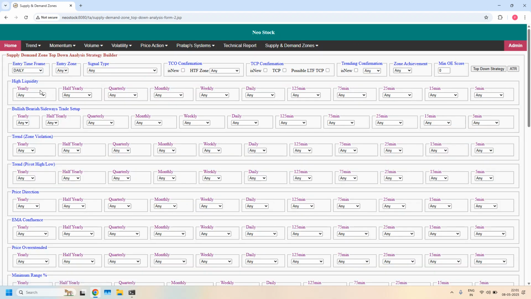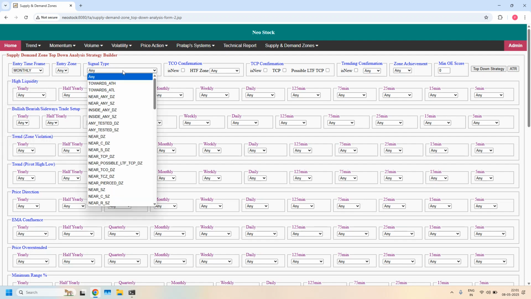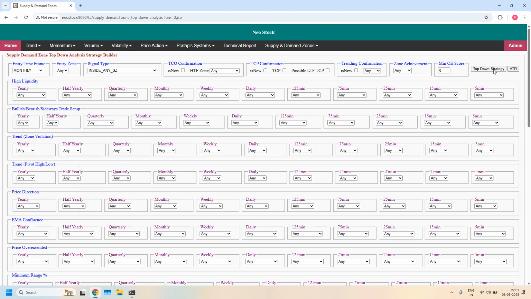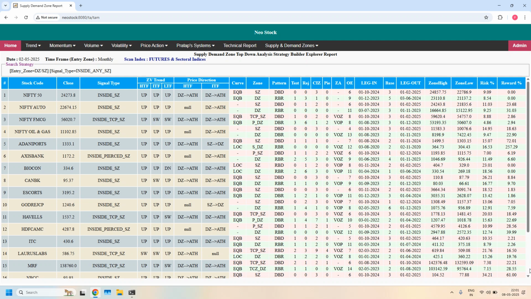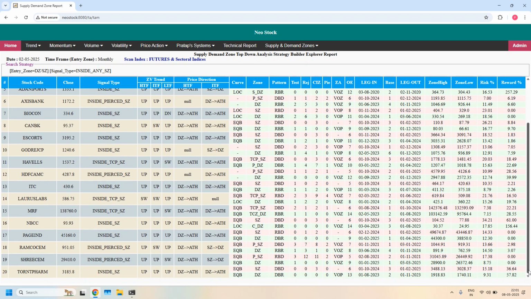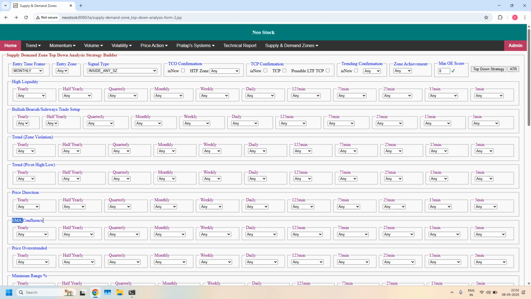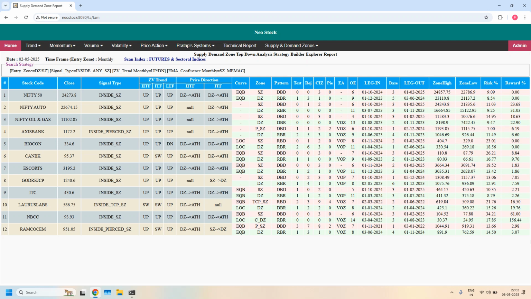Next, price closed inside the monthly supply zone. First 15 stocks in the list. Scrolling the list down. Total 20 stocks are filtered. We can further filter based on monthly supply zone having monthly EMA confluence. Trend on the monthly up or down. Now we got 12 stocks.